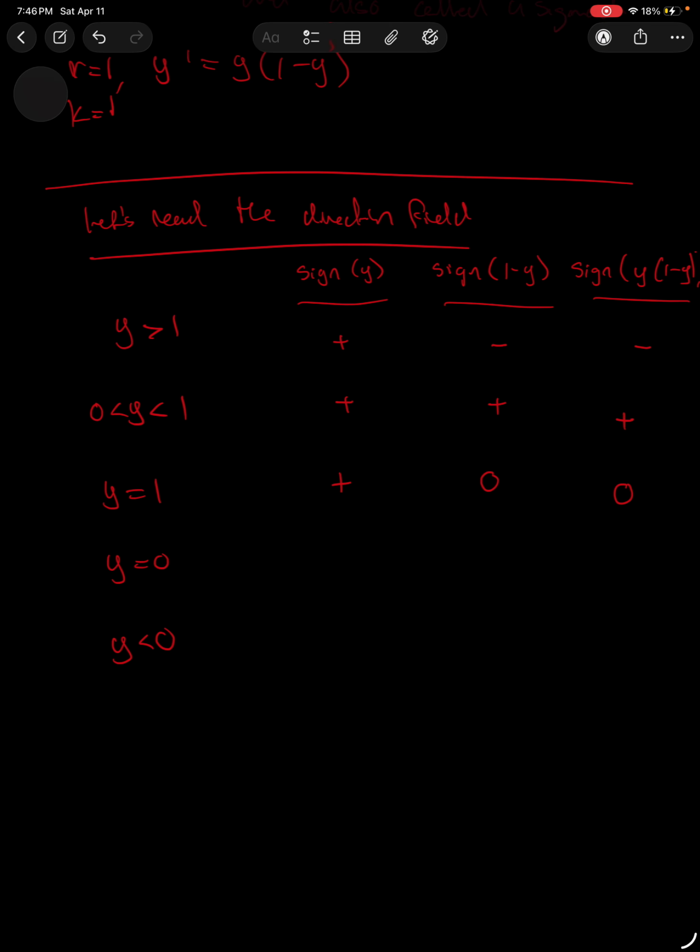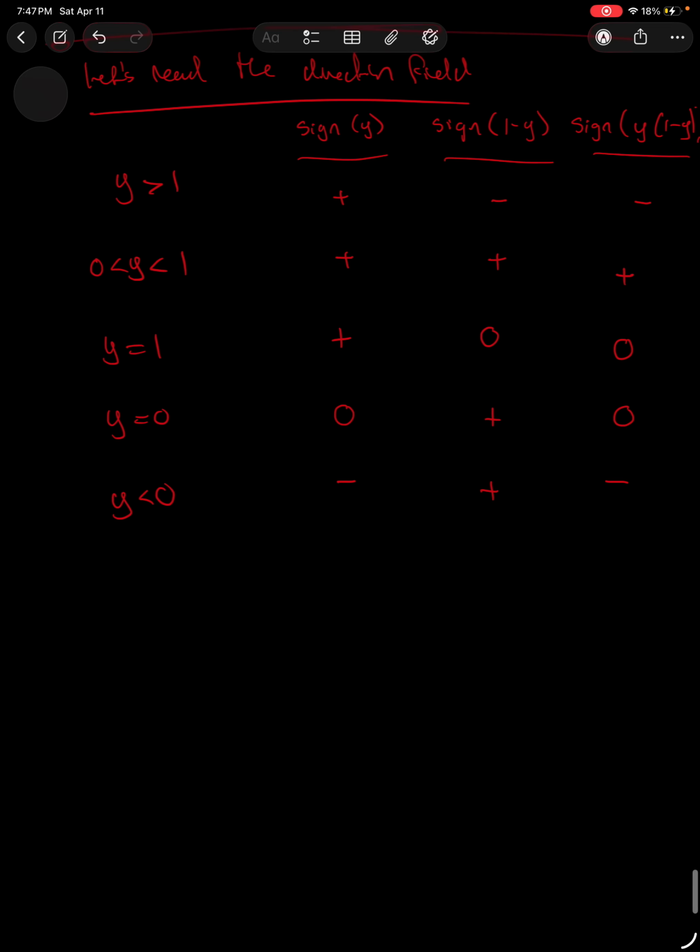There's no sign. If y is 0, the sign of y is 0, the sign of 1 minus y is positive, and the sign of y times 1 minus y is also 0. If y is less than 0, the sign of y is negative, the sign of 1 minus y is positive, and the sign of y times 1 minus y is therefore negative. So this actually tells us a lot about the function y without us even knowing what it is. There are 2 equilibria. What are they? 0 and 1. Right? y equals 0 is one of them, and y equals 1 is the other one.